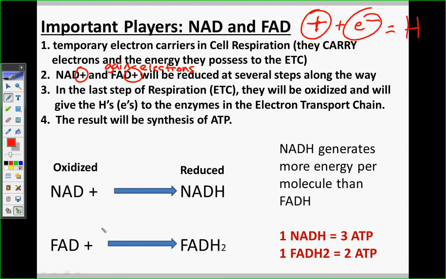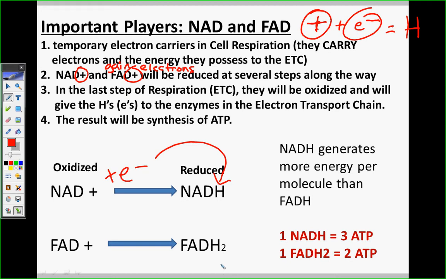So if I'm adding, NAD plus is going to become NADH. So we're adding an electron to get that hydrogen. So we're reducing it. All right? I know that's weird. It doesn't really make sense. It's a play on words.